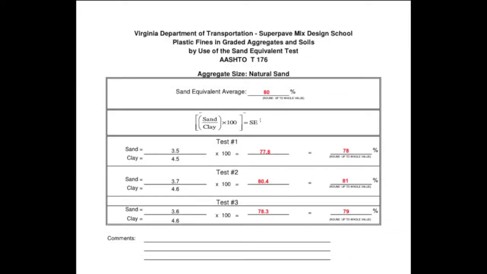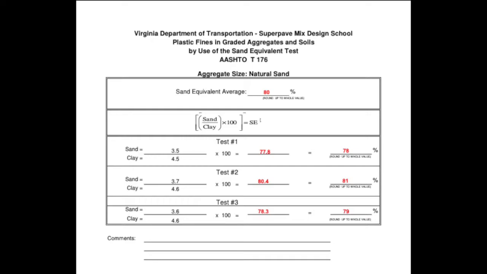So now we will move to our second fine aggregate of this blend and calculate sand equivalency, which is the natural sand. Again, same math. Test number 1, our sand value was 3.5. Divide that into 4.5, which is a clay value, yields you a 77.8. Round that to the next highest whole number, which is a 78.